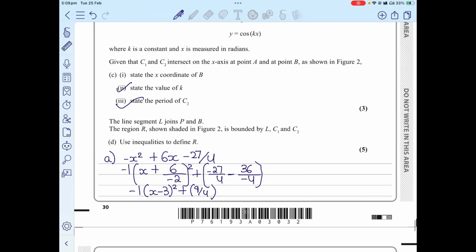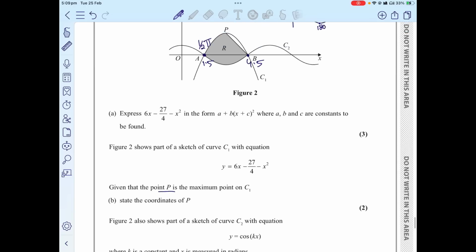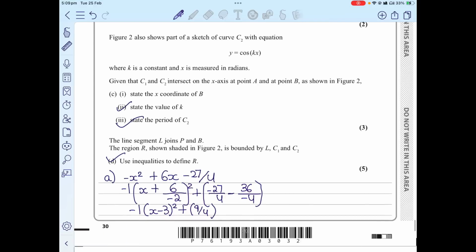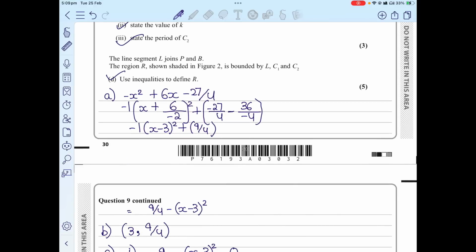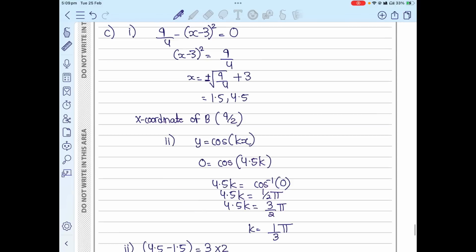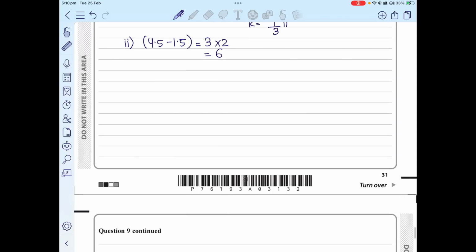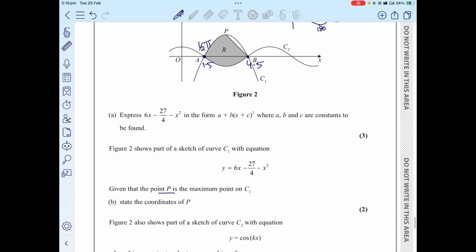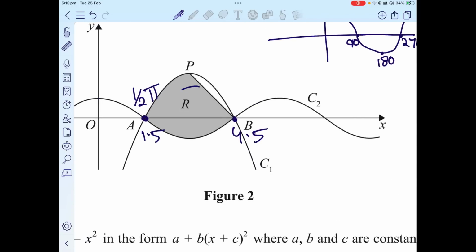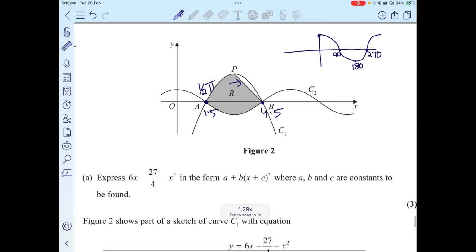Now there's the last question. It says that the line segment L joins P and B. There's a line segment L which is joining 2 points P and B. The region R shown shaded is bounded by L, C1 and C2. Use inequalities to define R. It's a 5-mark question. So first of all, we have to find the equation of this line, which is this one, the line between P and B.